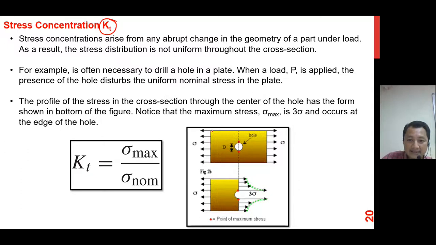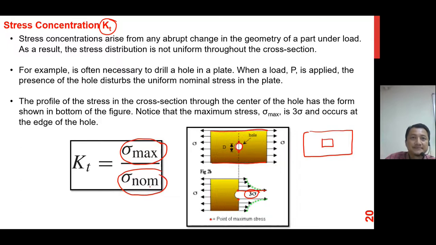So if we have a plate like this, and you introduce a hole, you put a hole here, you are going to increase the stress at the area where you have the hole. Here, the stress is roughly 3 times higher the moment you put a circular hole. So you can imagine if you put a rectangular window hole like that, you are going to get a much higher stress at the corner. Even a circle will increase it by 3 times. So you can find out the stress concentration factor by taking the maximum stress divided by the nominal stress. So KT at this particular area is roughly about 3.